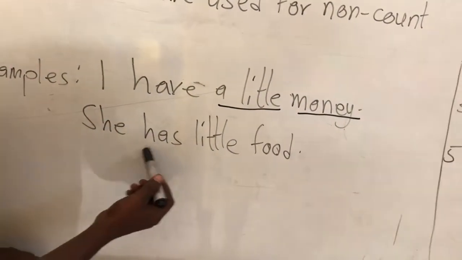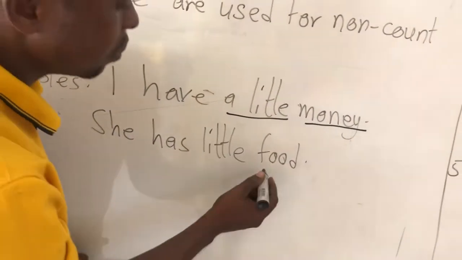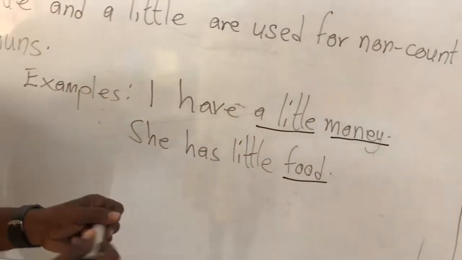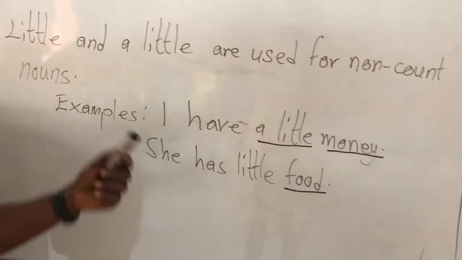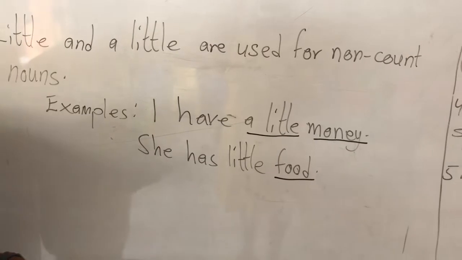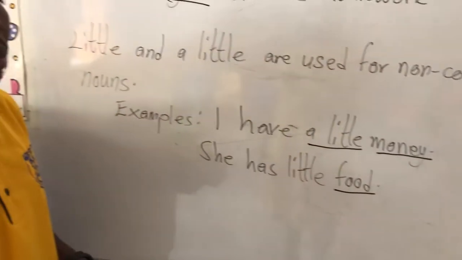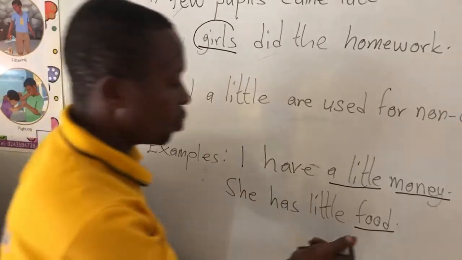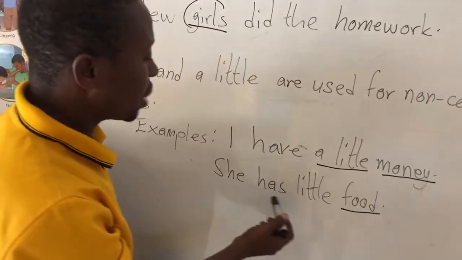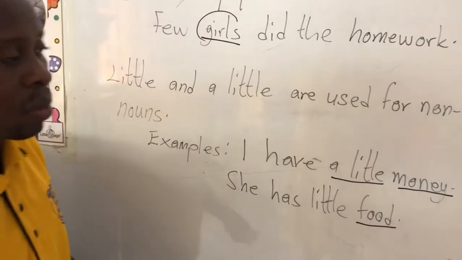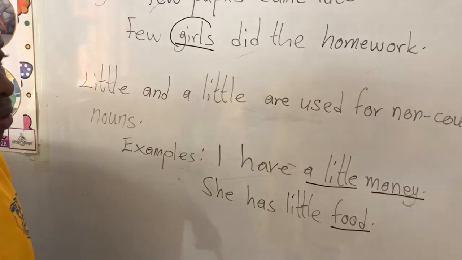Then we also have what? She has little food. How many foods do you have? I have 2 foods. No. Okay, so food is also non-countable. You can't count the food. Okay, so she has a little food. She has little food. Very good.